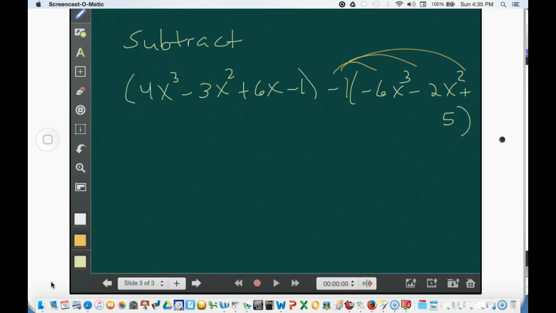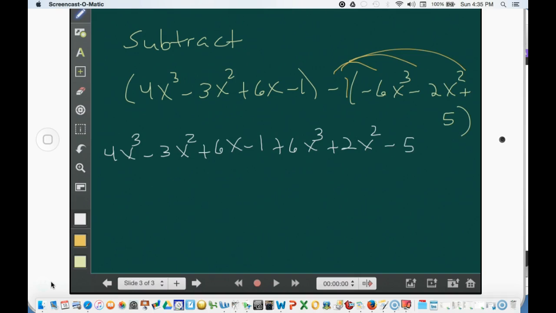means that every term in the second polynomial will have its sign flipped. So after I distribute, this will become 4x cubed minus 3x squared plus 6x minus 1. Minus times minus is plus 6x cubed plus 2x squared, but a negative times a positive 5 will be negative 5.